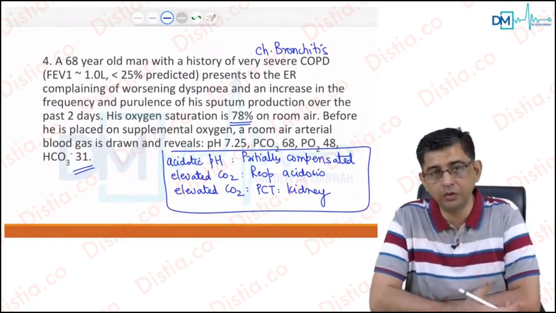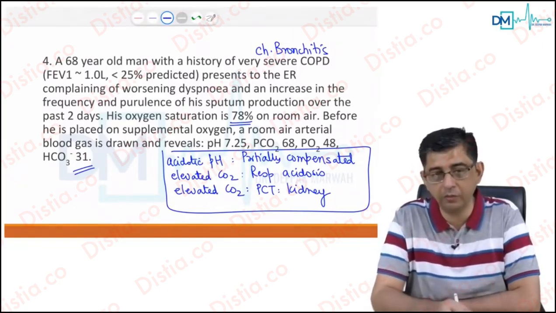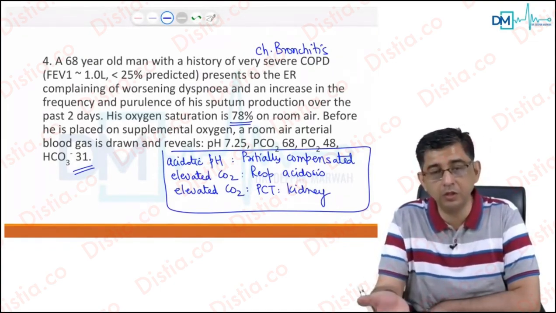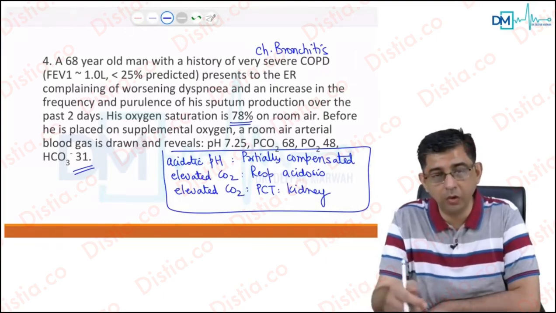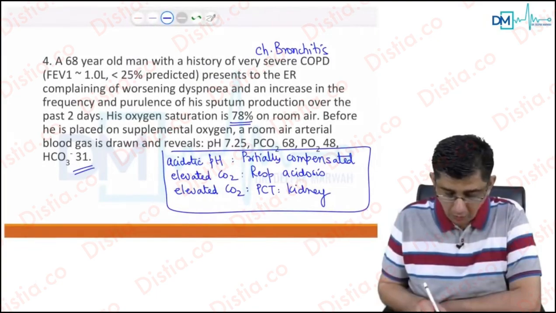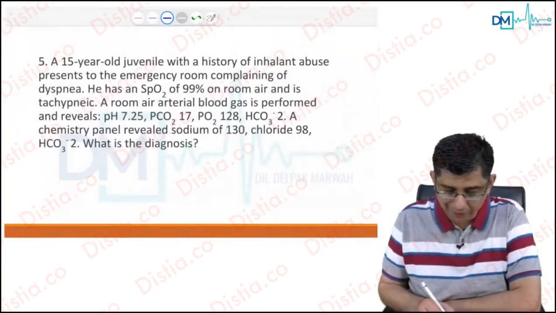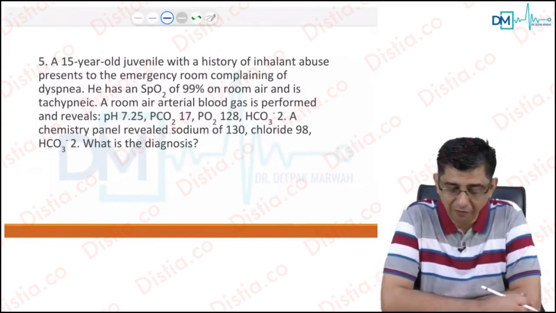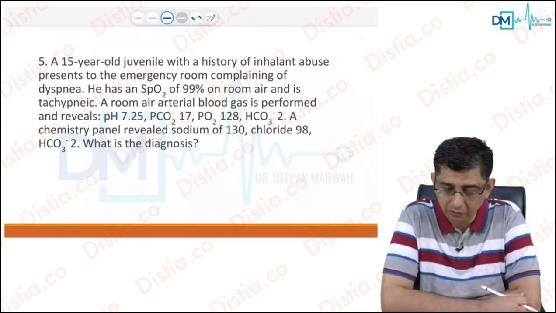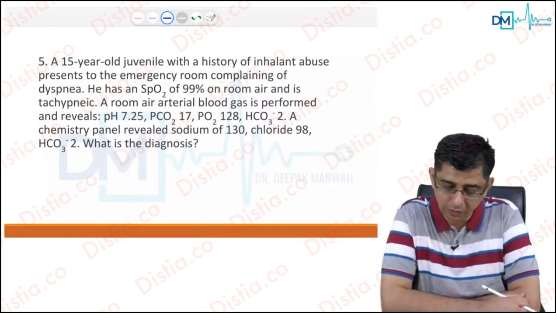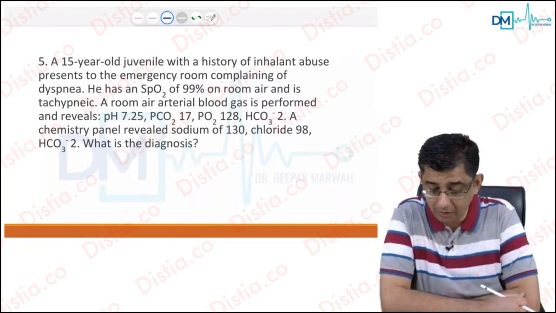So all you had to do in the question was to work out whether it is a partially compensated one or uncompensated one. pH is less than normal, so it is partially compensated. How do you know it is compensation? By bicarb values. Let's practice now with an open mind, and let's not think that we're dealing only with respiratory acidosis. A 15-year-old juvenile with history of inhalant abuse presents to the ER with dyspnea. His SpO2 is 99%, but he is tachypneic.